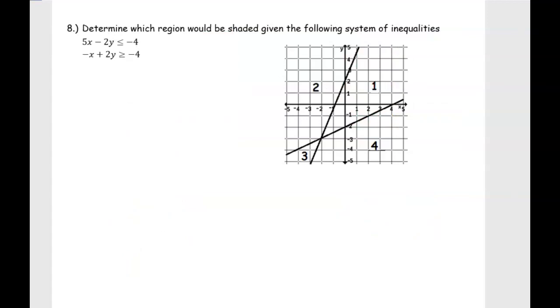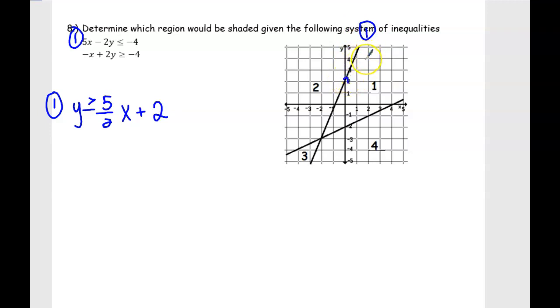Determine which region. The regions are not necessarily going to be the quadrants. In this case it does happen to line up, but sometimes it doesn't. So you've got to get the two equations. The first equation, if you put it into slope-intercept form, is y is greater than or equal to 5/2 x plus 2. Don't forget you had to divide by a negative, so you had to flip that sign. So that's that line right here.